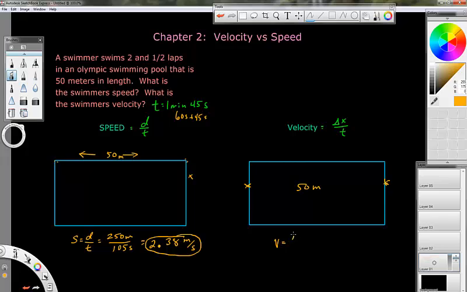So our velocity, which is delta x over t, which is the initial position and the final position subtracted, is just 50 meters total. This would be 50 meters divided by the same time period, which is 105 seconds. So if we now take 50 and divide it by 105, we're going to get something like 0.48 meters per second, which is a speed that I could probably swim, or a velocity. So there you go.